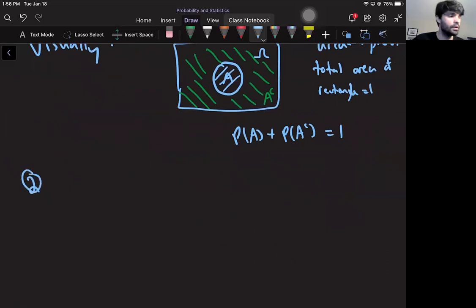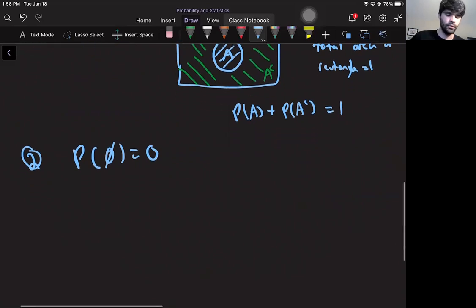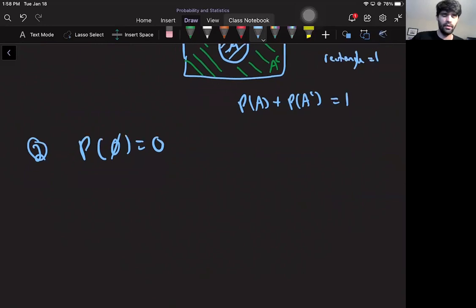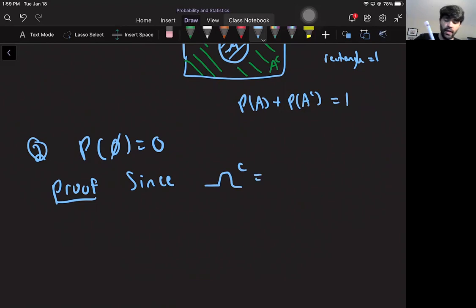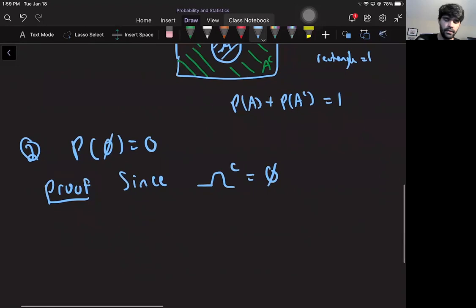So a couple more facts. The probability of the empty set will always be zero. Intuitively, there is no chance that no outcomes happen when you do an experiment, because an outcome has to happen by definition. To prove this, it seems kind of obvious, but the proof is a bit trickier. The trick here is: what's the complement of omega? Well, that's actually the empty set. Omega has everything in it, so everything that's not in omega is just the empty set. There's nothing left.